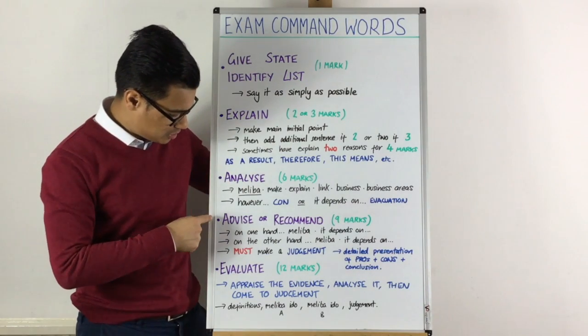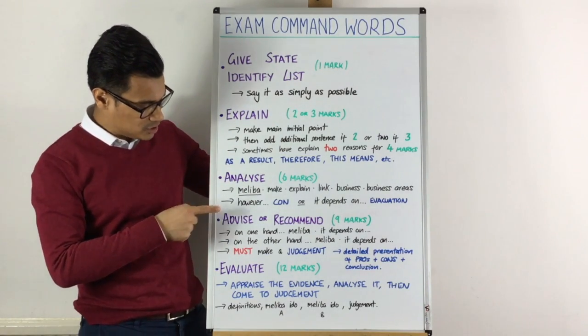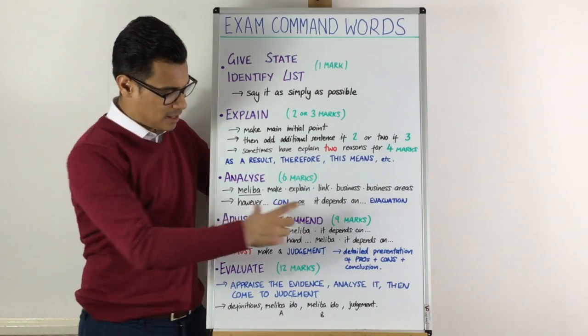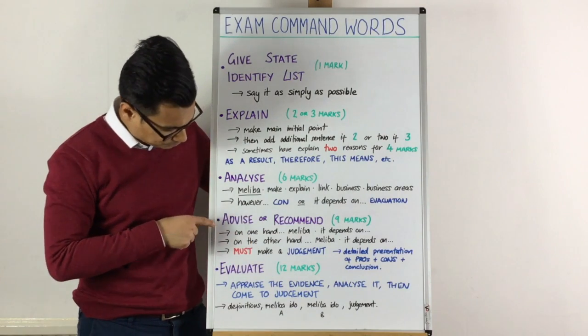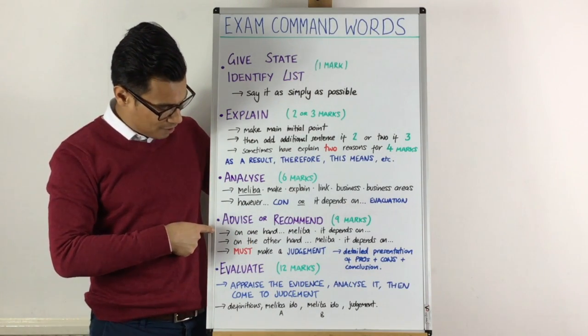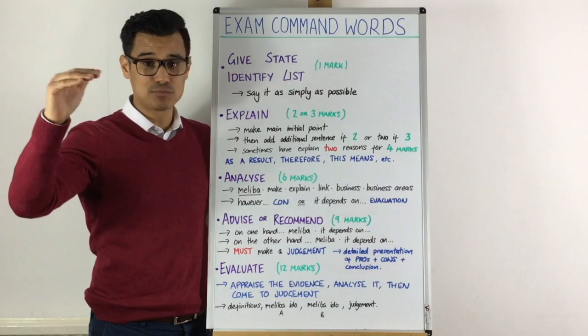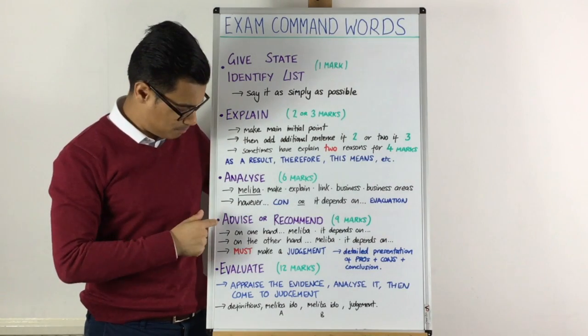After analyse questions, there are 9 markers, and 9 markers are likely to start with probably the word recommend, but there is an option to start them on advise. For these questions, rough structure, please check out the video in much more detail on 9 markers, but this is just a simple guide to it.